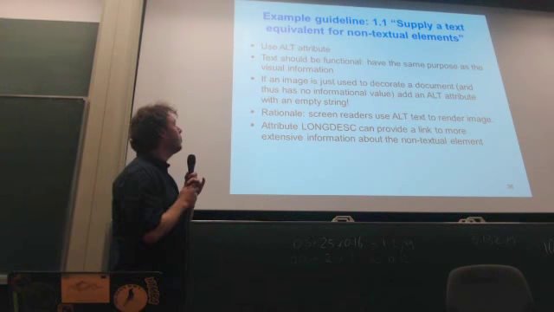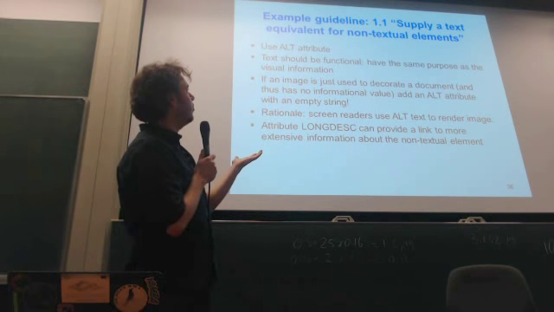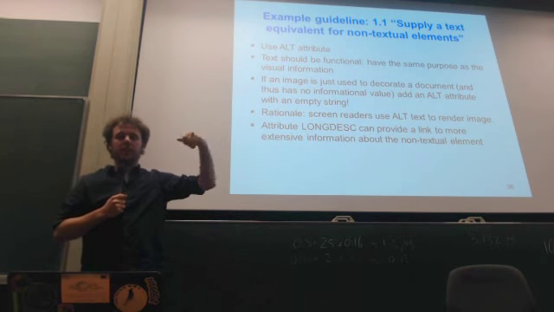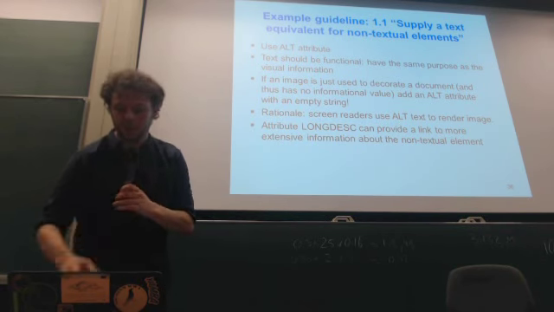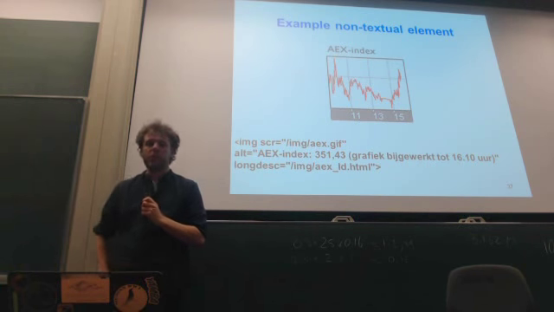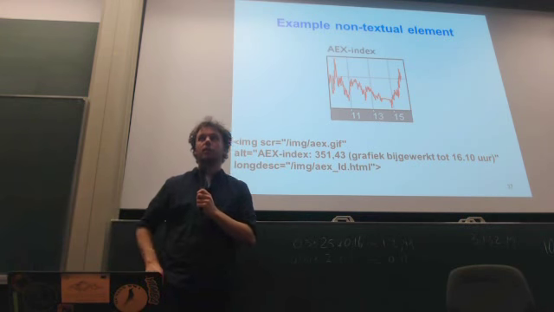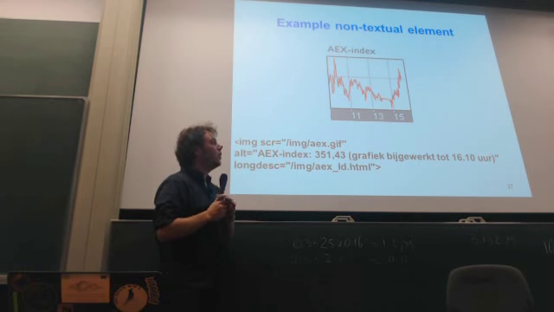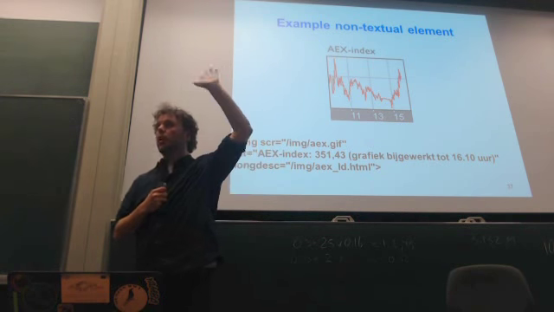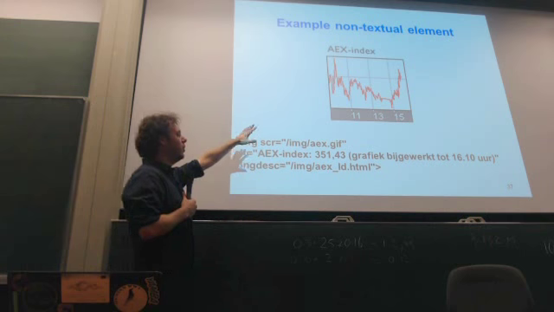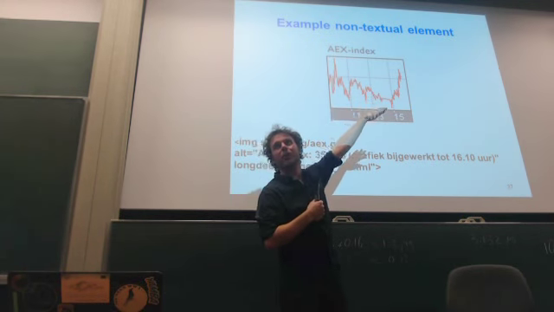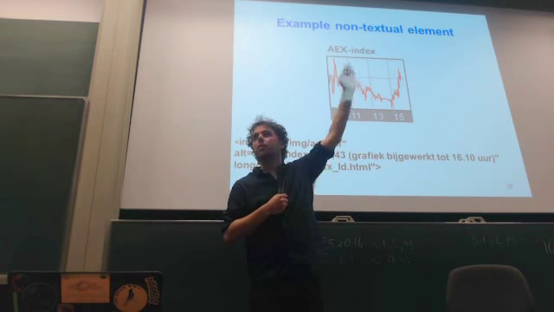Alright, so this is 1.1. The guideline says supply a text equivalent for non-textual elements. So basically that means use the alt attribute. Text should be functional, so that it actually helps you to read this. Alright, so this is an example of how to use it. This is a dynamic, or what they call it, animated image. It actually shows the stock markets, for example. So for a visually enabled user, you can see it's at this level roughly. It doesn't really help you because I can't see the numbers, but it's rising.